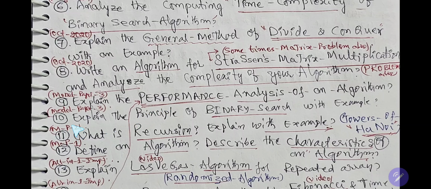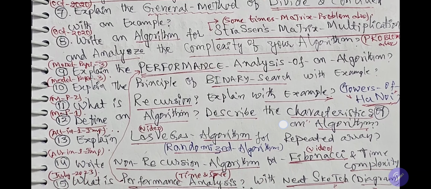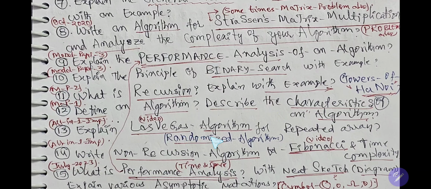And the 10th: explain the principle of binary search with examples. Binary search is a direct question. What is recursion? Explain with an example. This is nothing but Towers of Hanoi. Recursion. Define an algorithm. Describe the characteristics of an algorithm. This I have also shot. Explain the Las Vegas algorithm for repeating array. For the randomized algorithm, I need to shoot this Las Vegas. I will try to shoot that one.